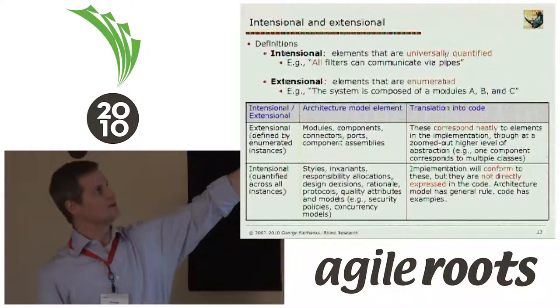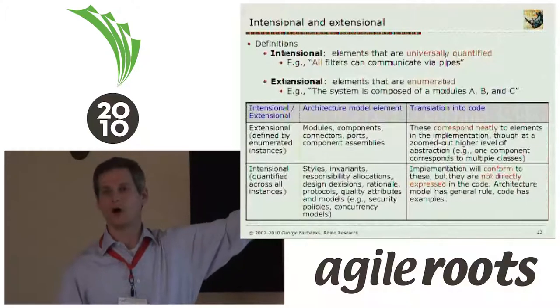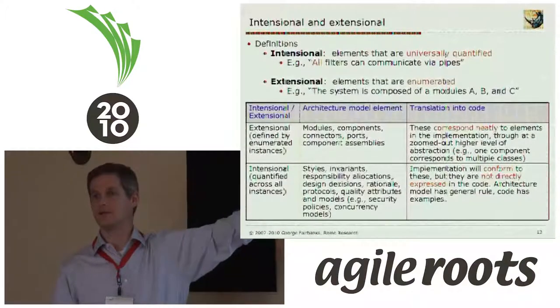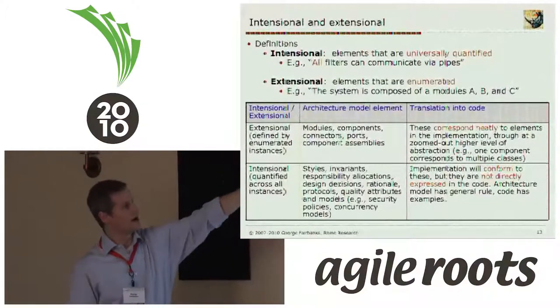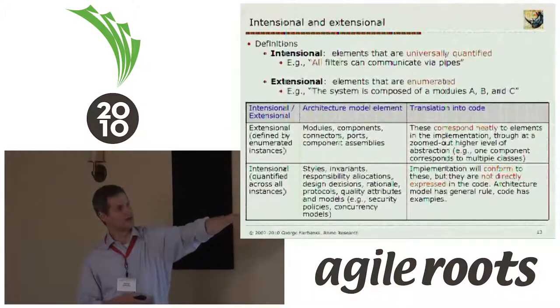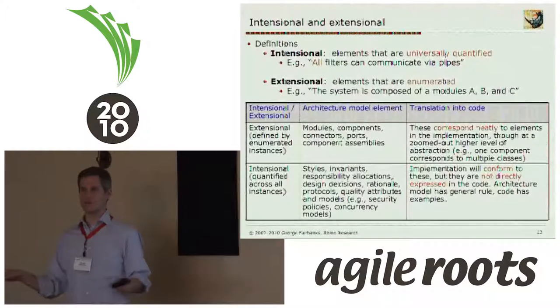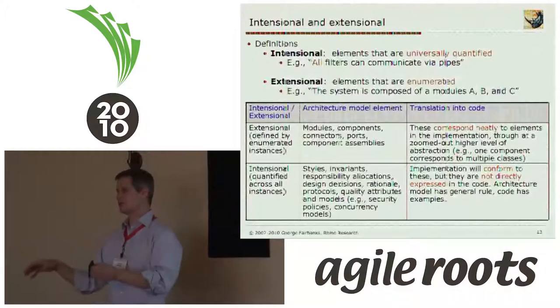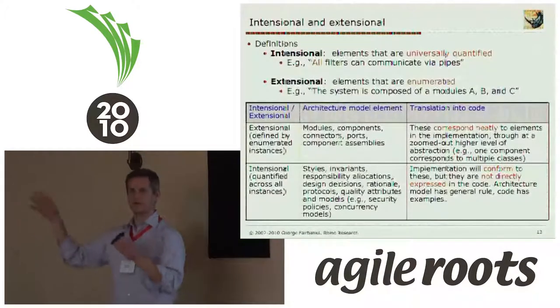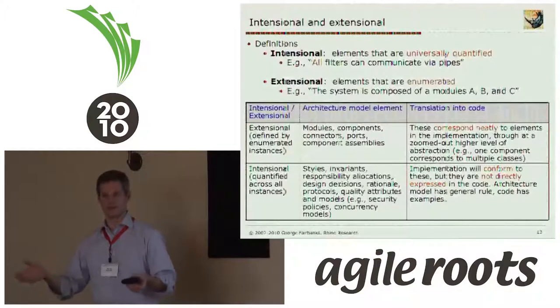Now, sometimes you have intentional rules that apply to all the extensional things that you define. So if you say I have filter A, filter B, filter C, and all those filters are going to communicate via pipes and only via pipes, that means that somebody can't come along and evolve the program to make them communicate via events or method calls or something else.